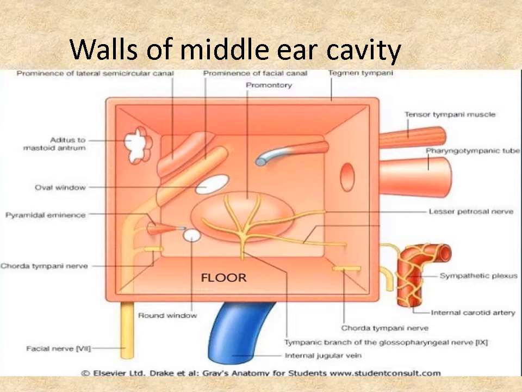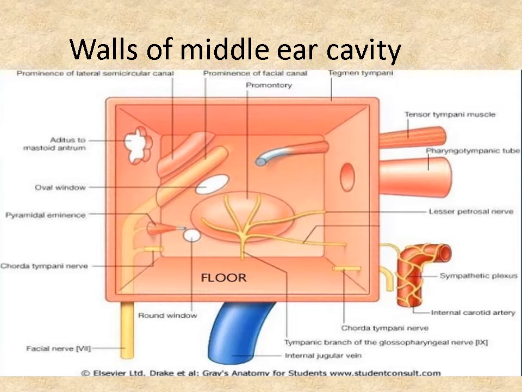Let's start with the roof of the middle ear cavity. The roof is formed of a thin plate of bone called tegmen tympani, and it separates the middle ear cavity from the temporal lobe of the brain. What about the floor? The floor is an even thinner, very thin plate of bone that separates the middle ear cavity from the superior jugular bulb, and sometimes it is deficient and the patient complains of what we call pulsatile tinnitus. You will know about this later.